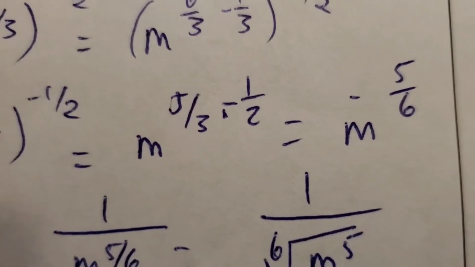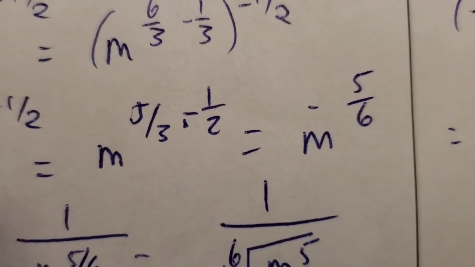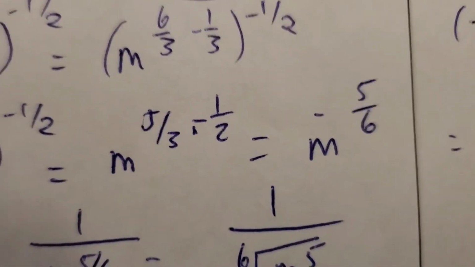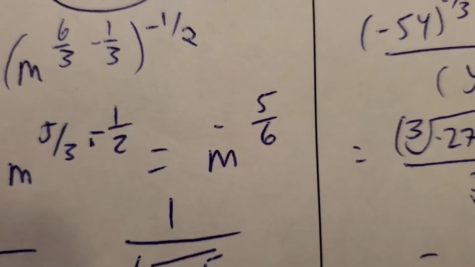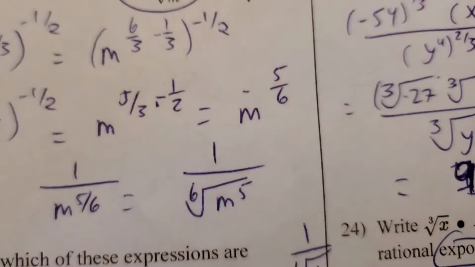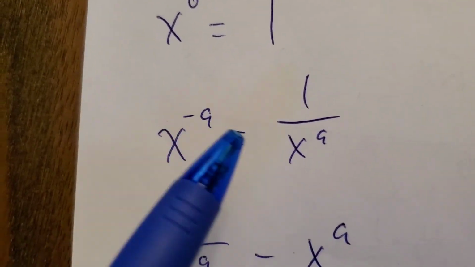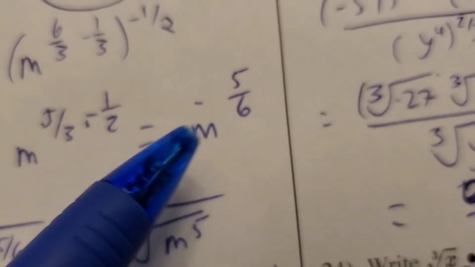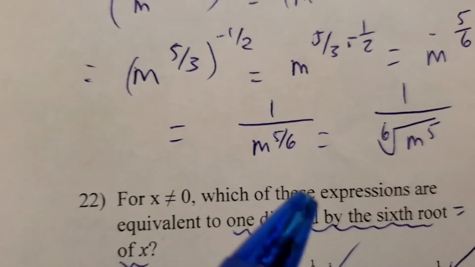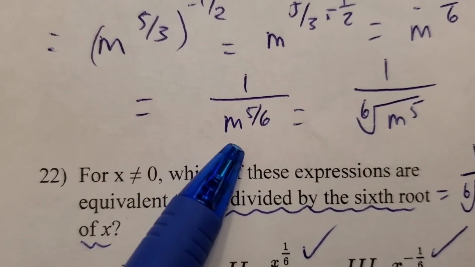First off, positive times negative is negative. 5 times 1 is 5. 3 times 2 is 6. So it just becomes m to the negative 5 over 6. Then it becomes our negative exponent rule. X to the negative a becomes 1 over x to the positive a. So m to the negative 5 over 6 becomes 1 over m to the positive 5 over 6.